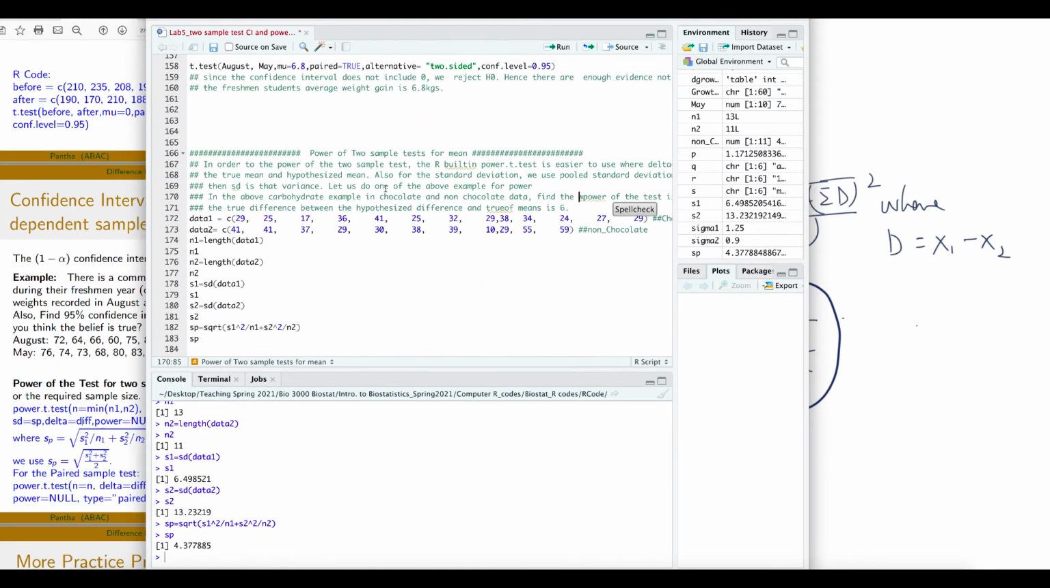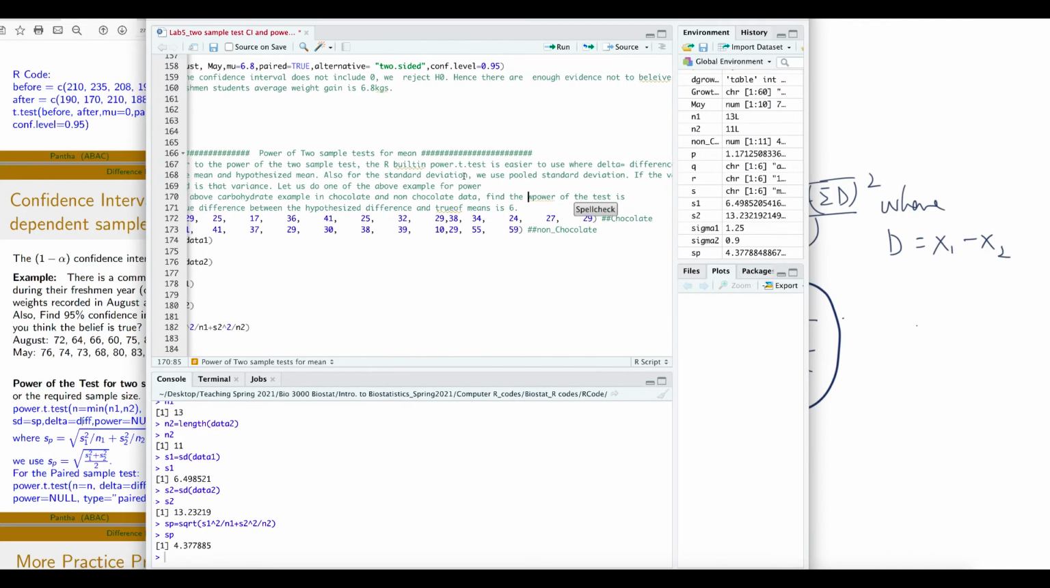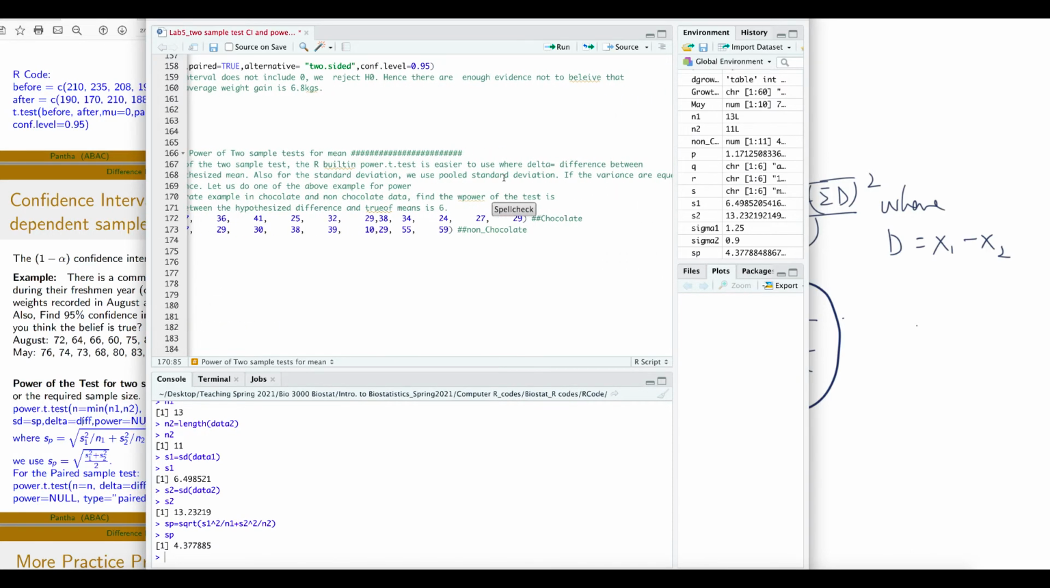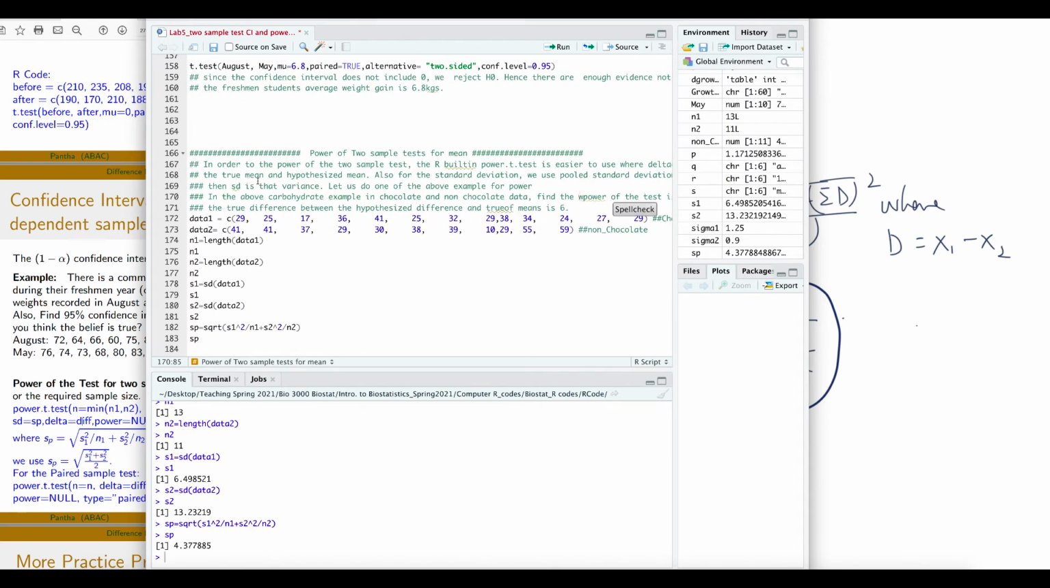I'm giving you this example from that chocolate and non-chocolate carbohydrate data. In order to compute the power of the two-sample test, R's built-in power.t.test is easier to use, where delta is the difference between the true difference and hypothesized difference of means. Because what is the null hypothesis? Mu1 minus mu2 equals 0. 0 is the hypothesized difference, and if the true difference is different from 0, the difference between those two values will be the delta.